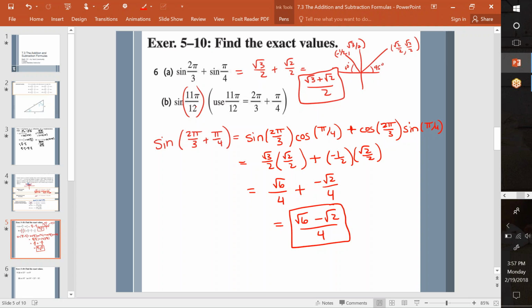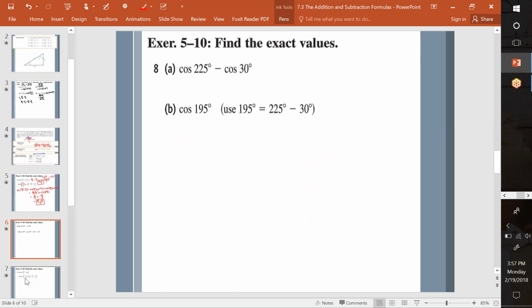Whereas this is one larger angle that's not typically on the unit circle, by using the sum or addition formula for sine, we were able to split it into two angles that we do know and use the formula to figure out the evaluation. So that's kind of what we use this for. So let's look at some more examples.